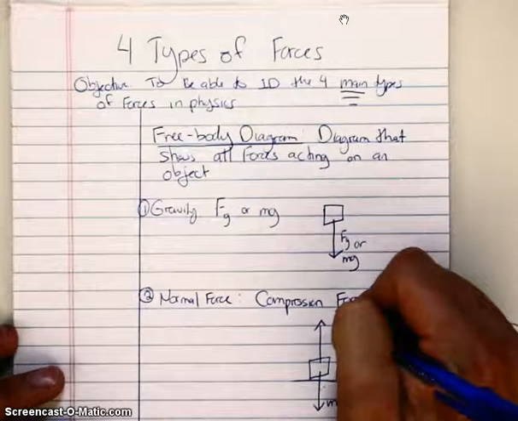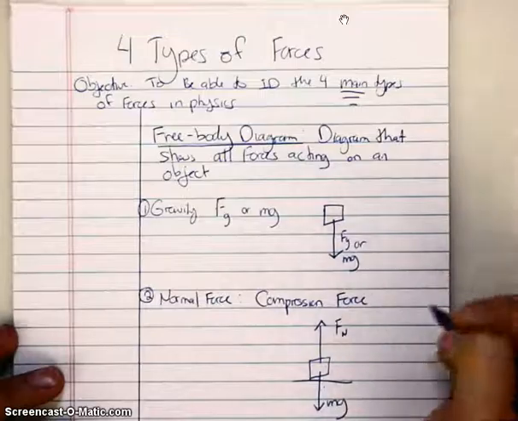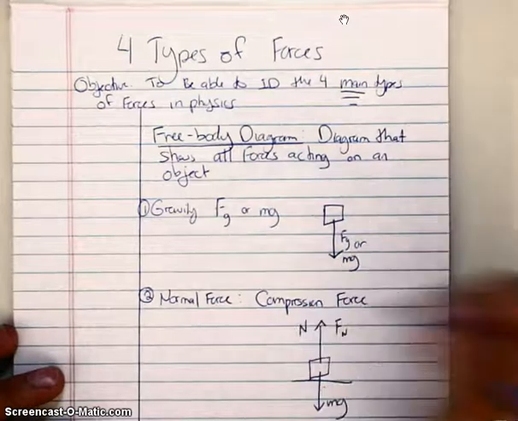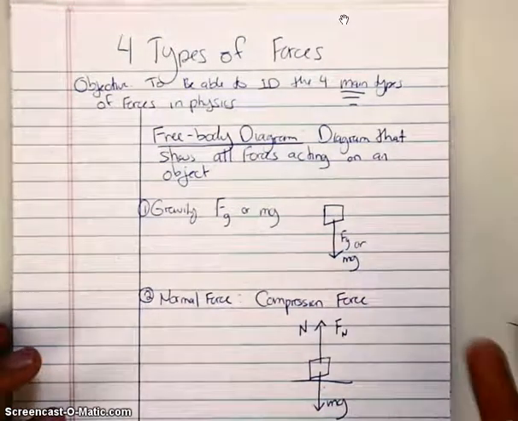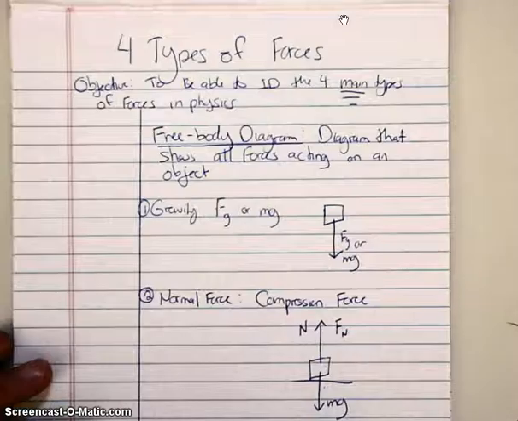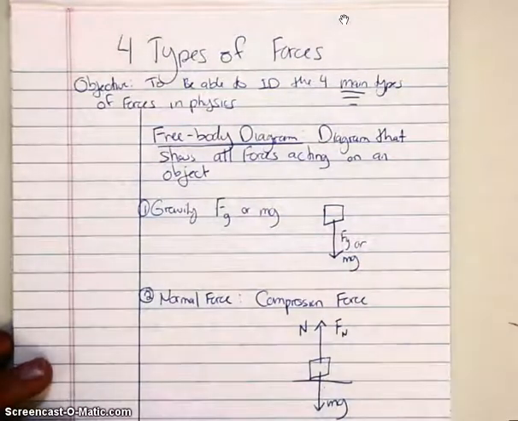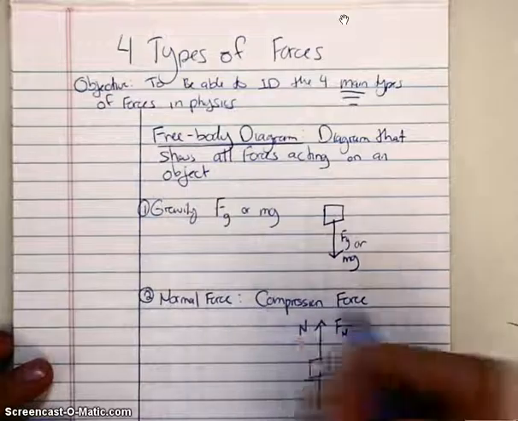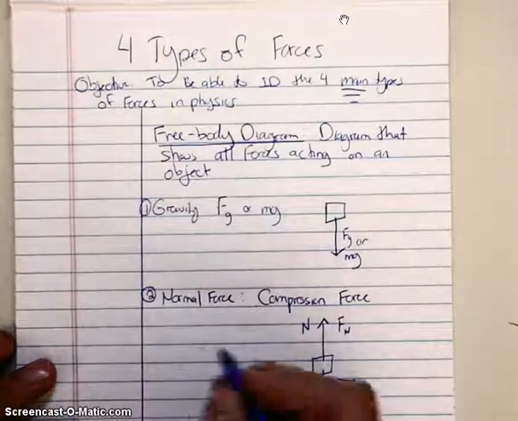So that is capital F, N, or sometimes we just write capital N for normal force. Either way, both those work. Capital N or F sub n. And this is a normal force. It's called a compression force. And this is why I say a compression force.